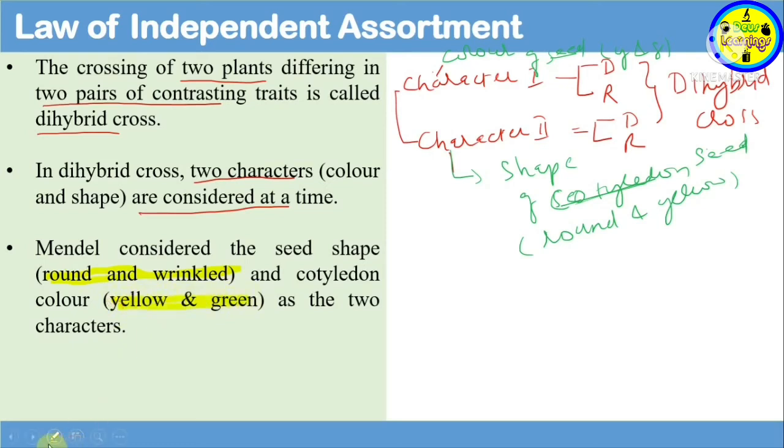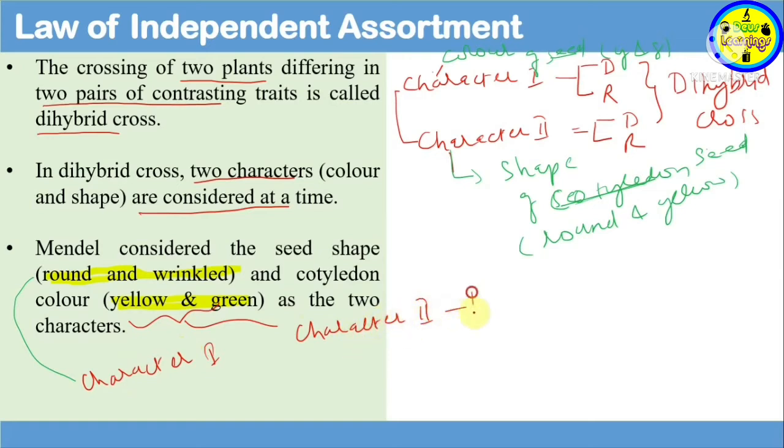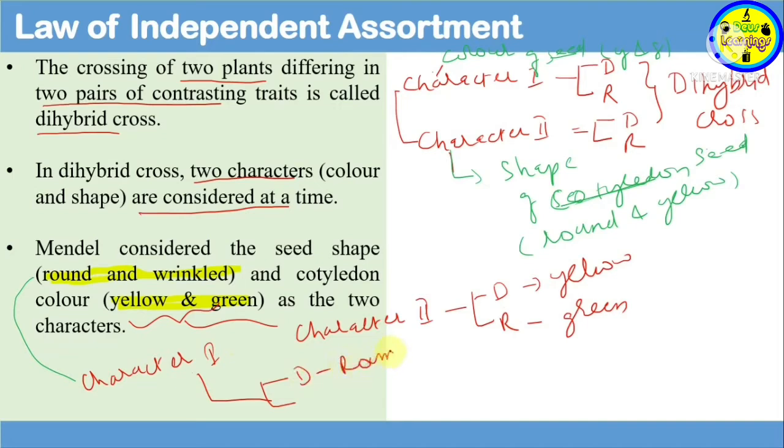So these two are characters. Character 1 is the shape of the seed and character 2 is the cotyledon color. In character 2, the dominant is yellow, recessive is green, and in character 1, the dominant is round and recessive is wrinkled. I hope you understand.